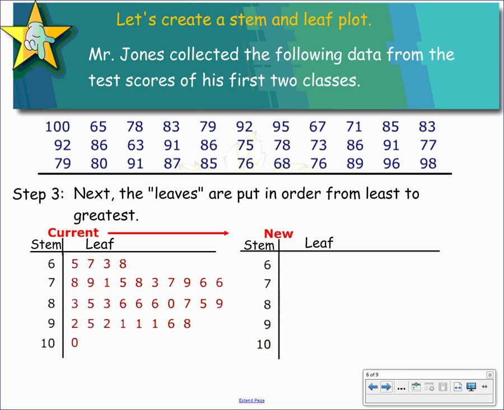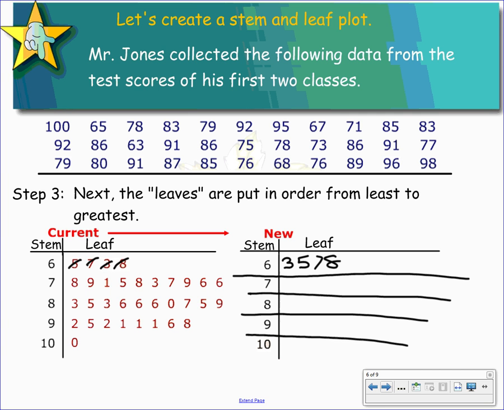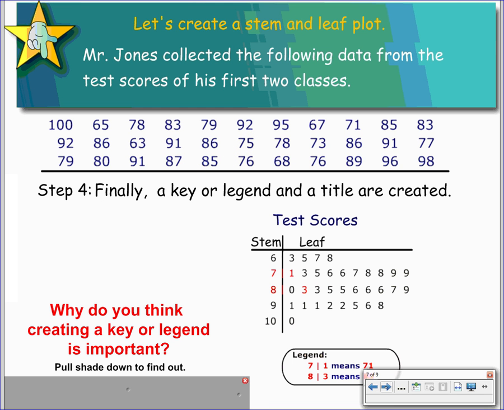Excuse me. So right now all of our leaves are kind of out of order. We've got 3, 7, 3, 5, 7, 3, 8, 8, 9, 1, 5. I need to put them in order from least to greatest. Okay? So just looking at the sixes, the smallest number is going to be 3, 5, 7, and then 8. Okay, there are all my leaves for my 6s. And I do the same thing for 7s, 8s, 9s, and 10s. And it looks a little something like that.